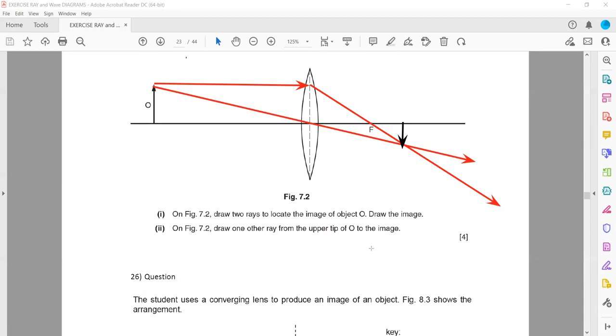On the figure, draw two rays to locate the image of the object and draw the image. Now draw another ray from the tip. So what could be the third ray? We will use a ruler, and measure the focus here, for example, the distance from the center to the focus, and we'll mark another point, that is focus, F. After marking this point, using a ruler, you have to mark this point. For example, this is the focus. So it will continue till the center.